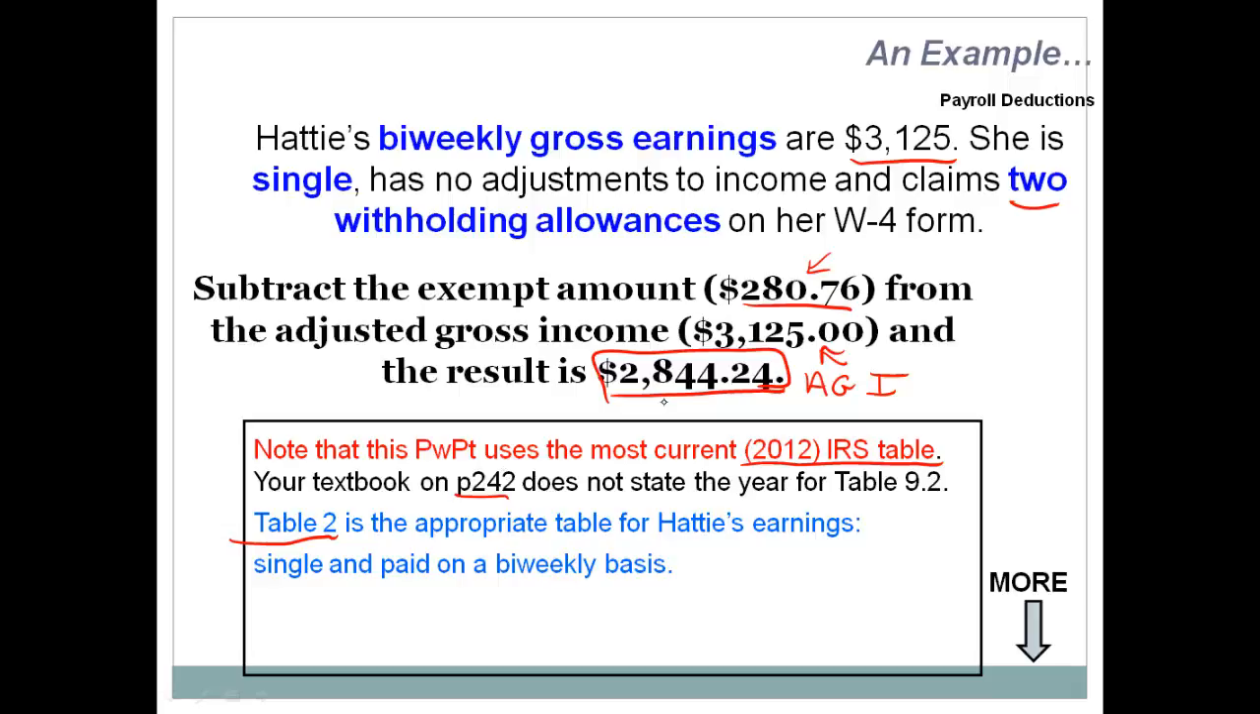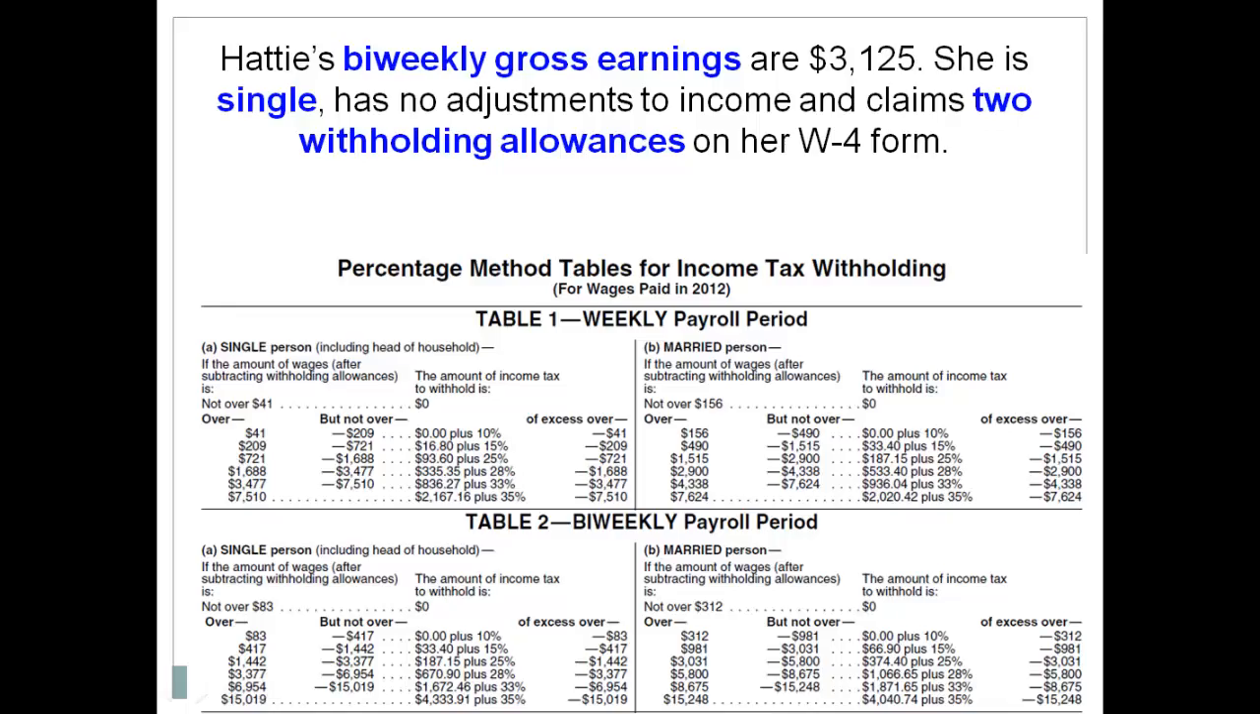And we're going to look up this adjusted gross income amount, $2,844.24, paid to a single employer on a biweekly basis in that second table. So here's an example of what that table looks like, and you can tell that this is the 2012 tax rate. So she's paid biweekly, so I look down through there and I find the biweekly part of the table, and she's single, so that means I'm going to use the left side of that section. And I'm going to look up the $2,844.24 down here in this section.